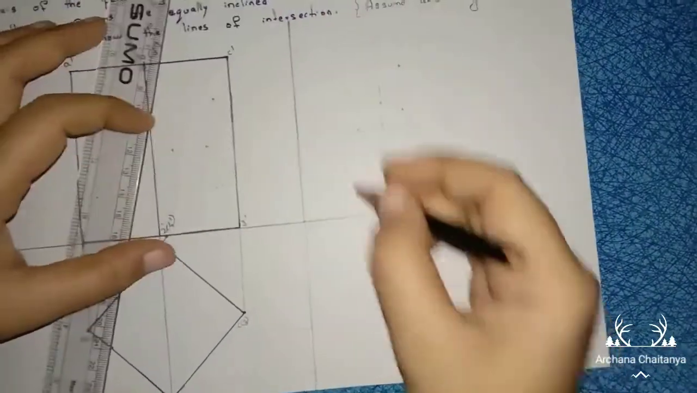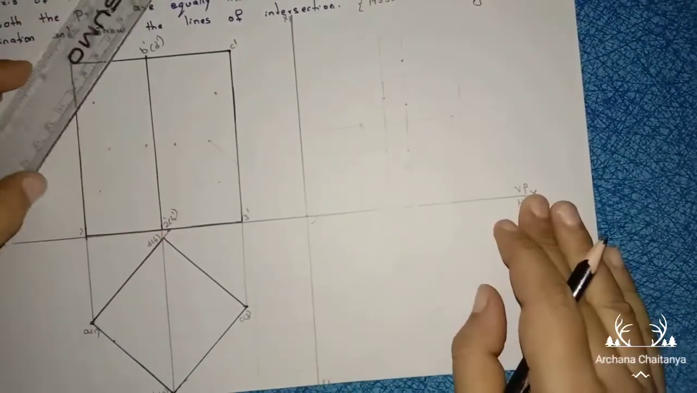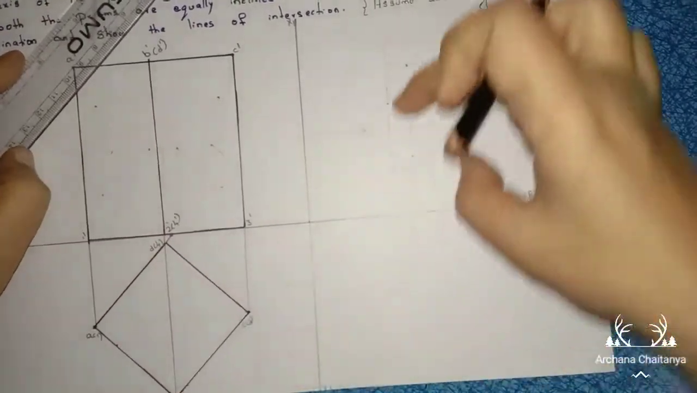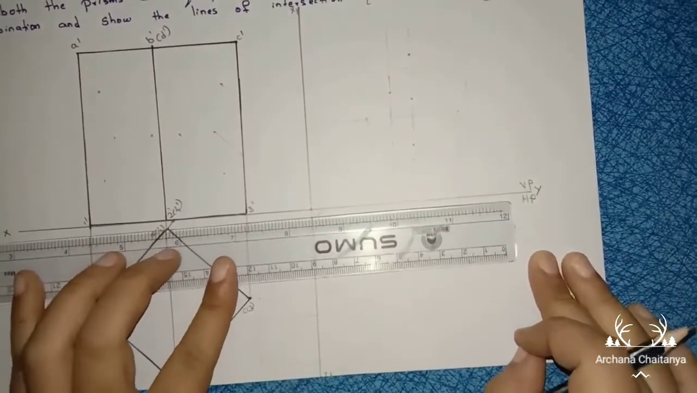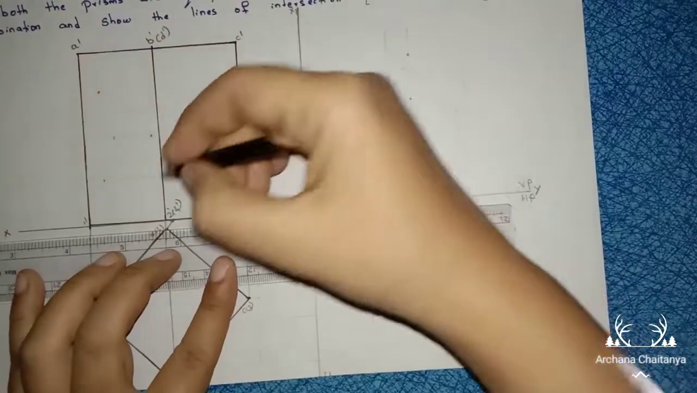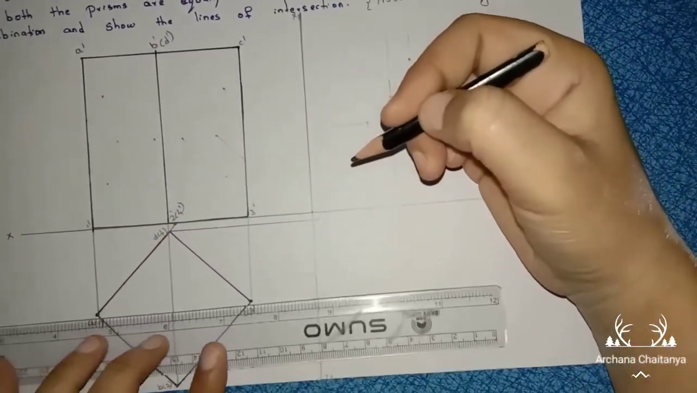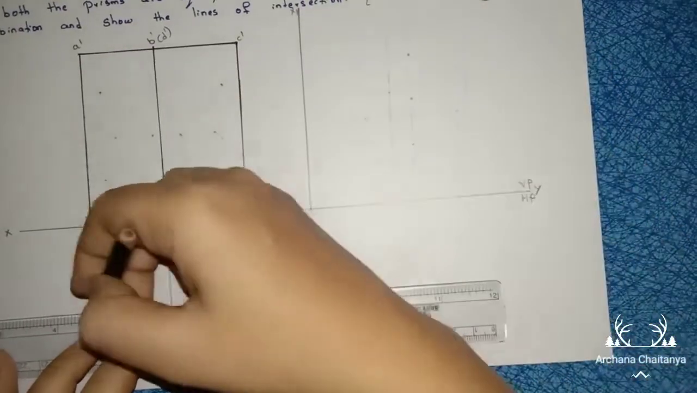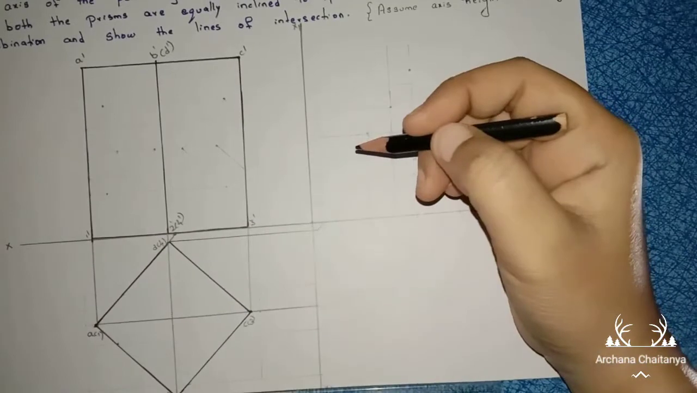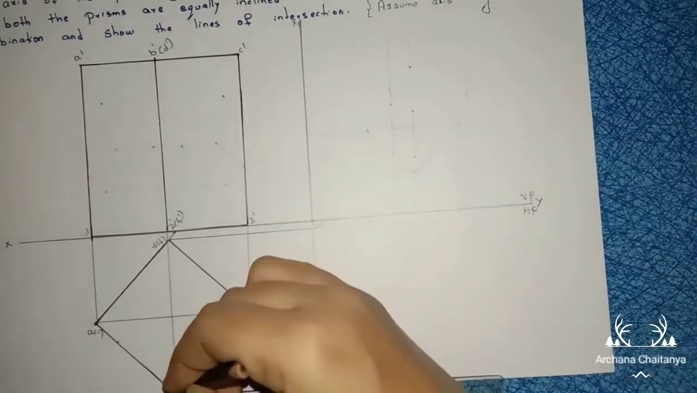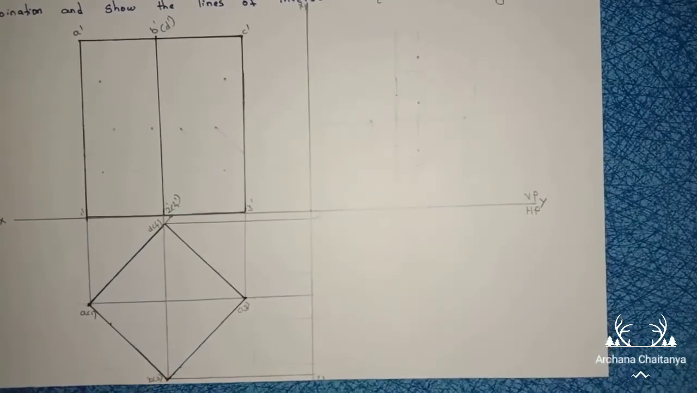Draw another reference line. Name it as x1, y1 of any length. Now project this square here and construct the prism. So this is D of 4. From D of 4 draw the projectional line till this reference line. Now join this A of 1 and C of 3, draw the projectional line till this reference line. Now from B of 2, construct the projectional line till this reference line.